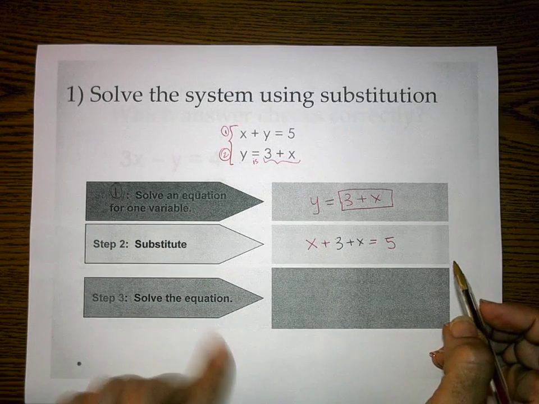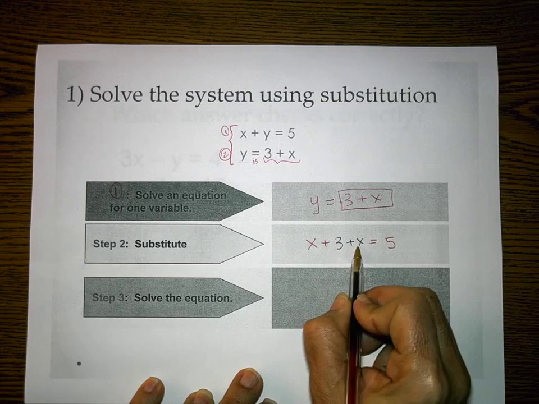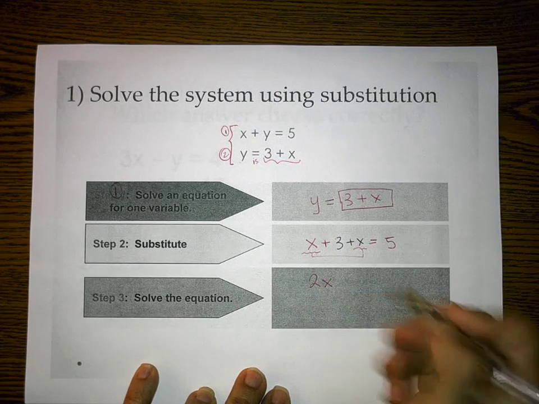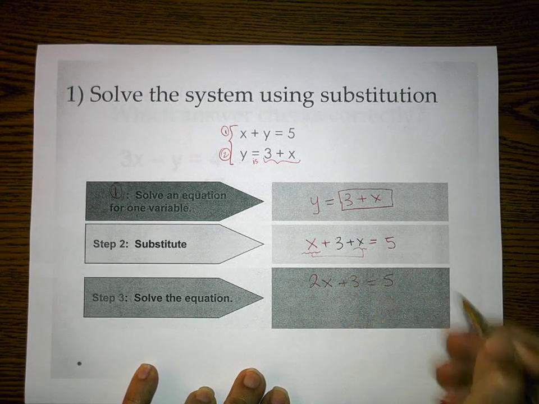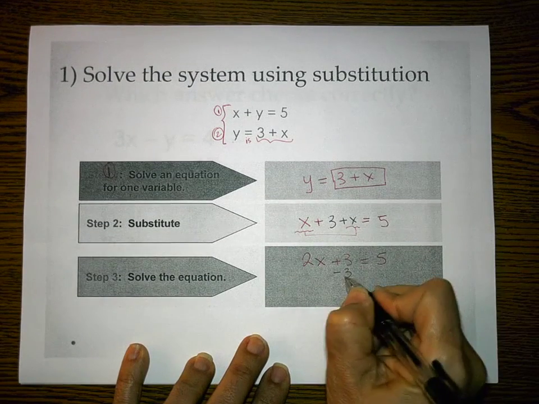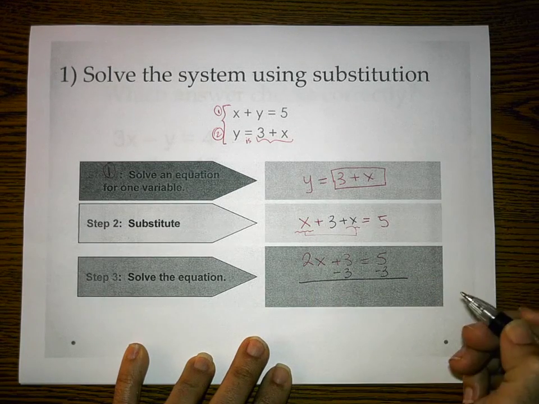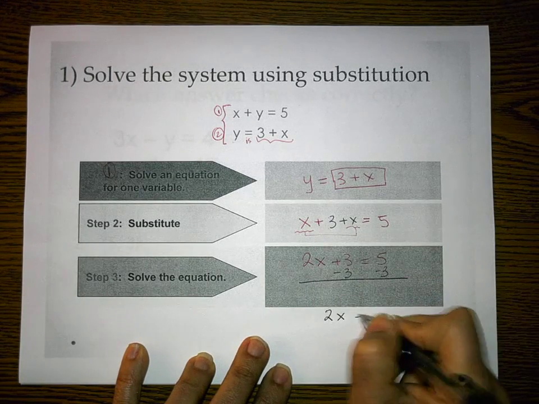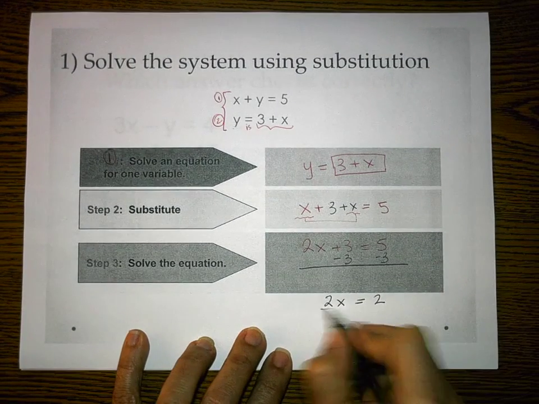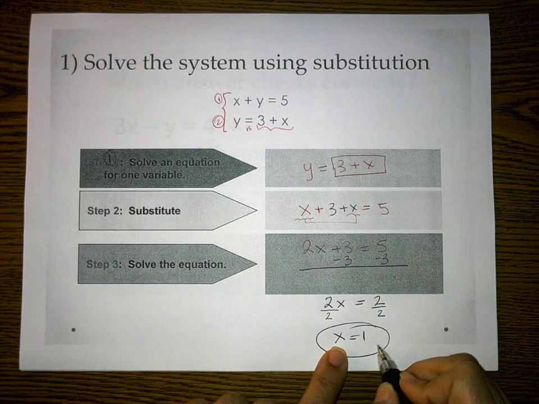And then I just solve the equation for the x value. Okay? I have 1x plus 3 plus another x. I learned before that I can combine like terms. We have 2x plus 3 equals 5. Let's subtract 3 from both sides. Once I subtract 3 from both sides, I get 2x equals 2, because 5 minus 3 is 2. Now I divide by 2 on both sides, and we get that x equals 1.